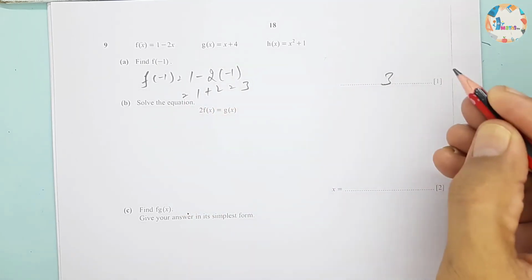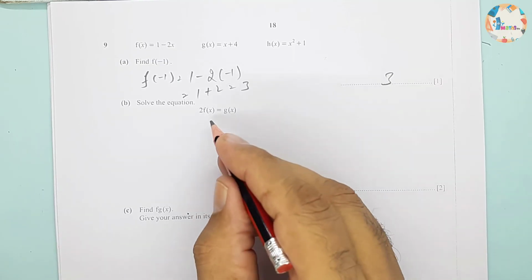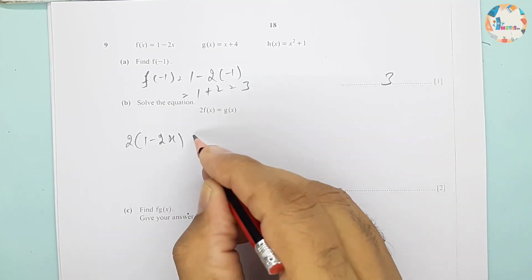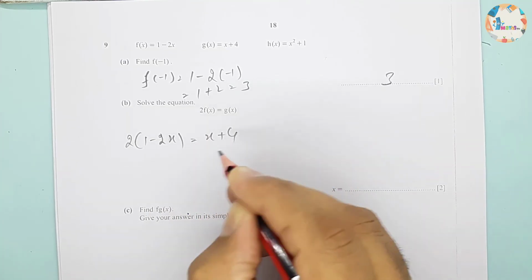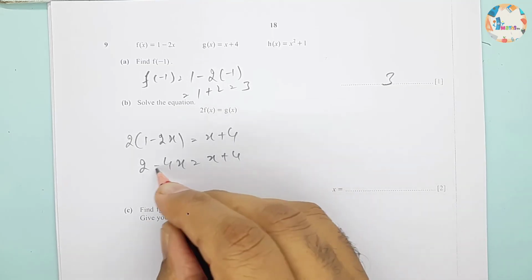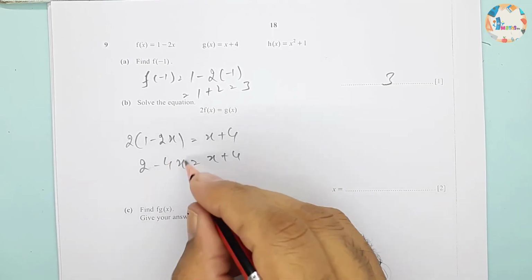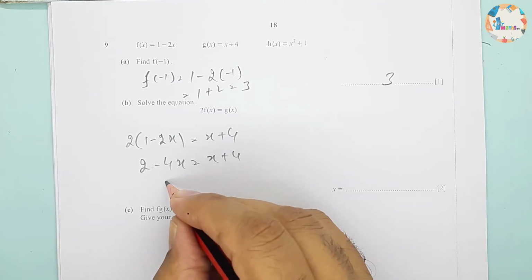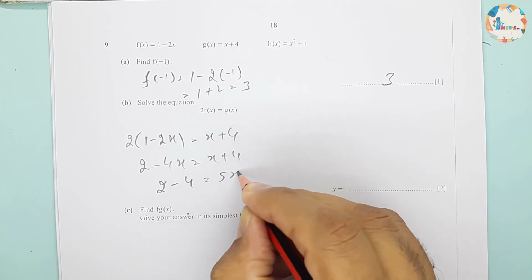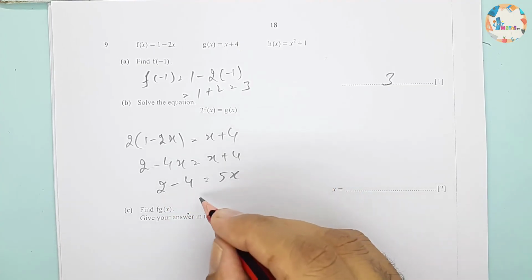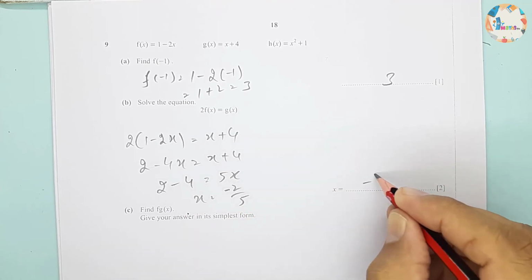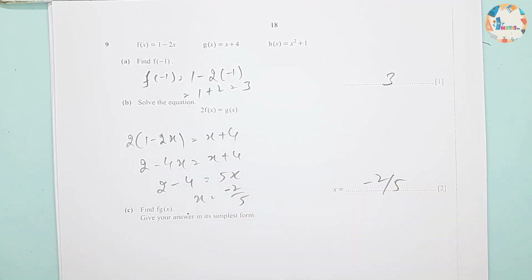So we'll get 3. Then solve the equation 2f of x. 2f of x will be 2 into 1 minus 2x is equal to g of x, which is equal to x plus 4. So 2 minus 4x is equal to x plus 4, and we can shift everything to this side, minus 4x to this side. So it will be 2 minus 4 is equal to 5x. So this will be minus 2. So x is equal to minus 2 by 5, and minus 2 over 5 will be our answer.